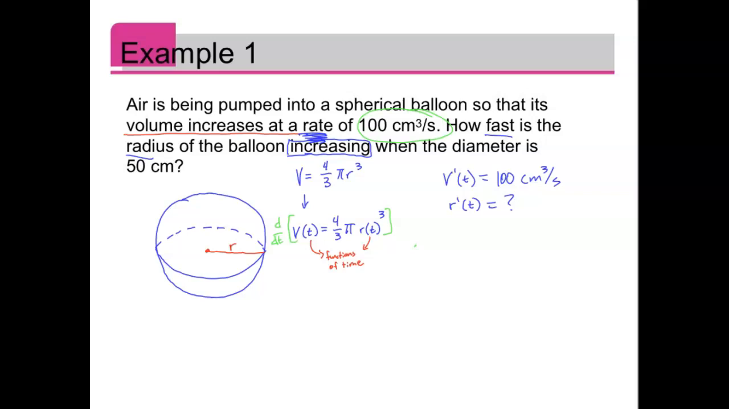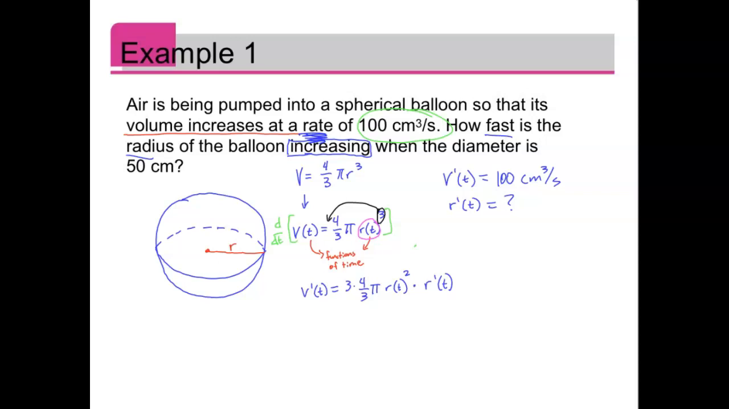On the left, I just end up with v prime. The derivative of v is just v prime. On the right, we're going to have to use chain rule because we have r of t to the third power. So I'm going to do the derivative of the outside first, meaning I'm going to bring the third power down, right? So power rule there, and I'm going to subtract 1 from the power. So I'm going to have 3 times 4/3 pi times r of t squared. Then I multiply by the derivative of the inner function. The inner function in that case is the r of t itself.